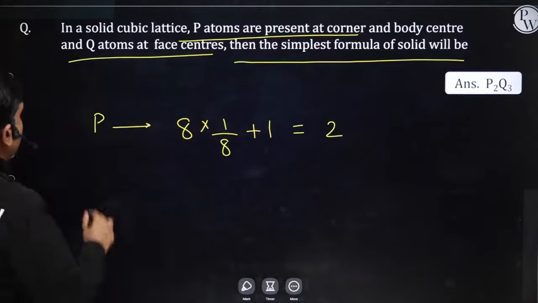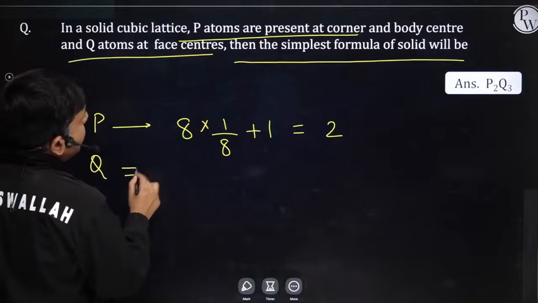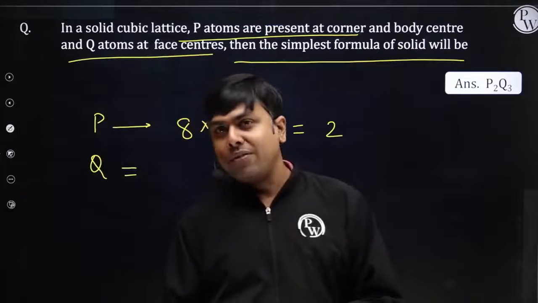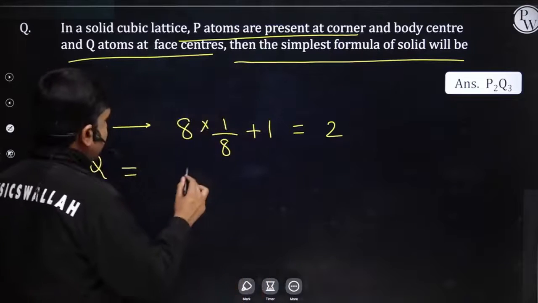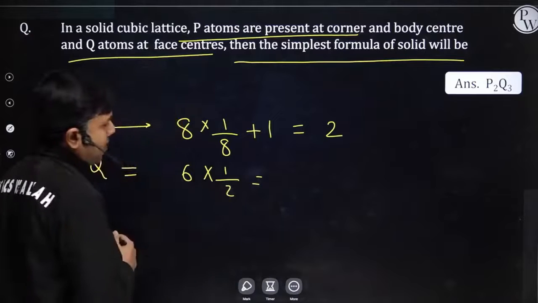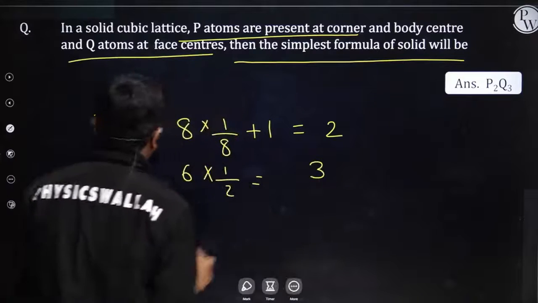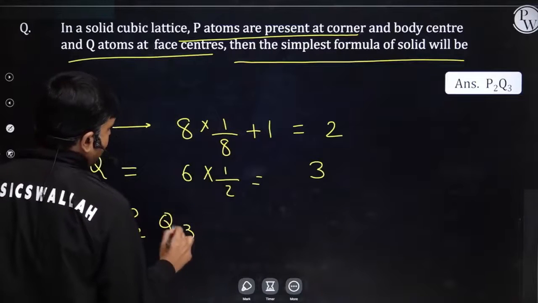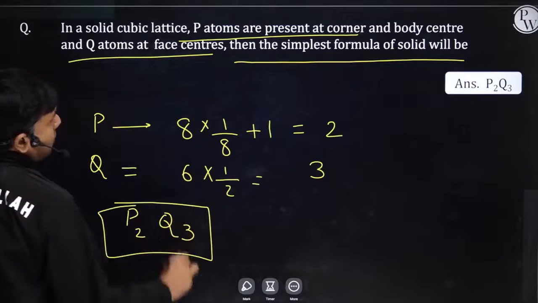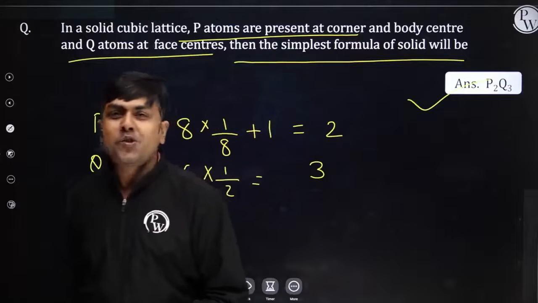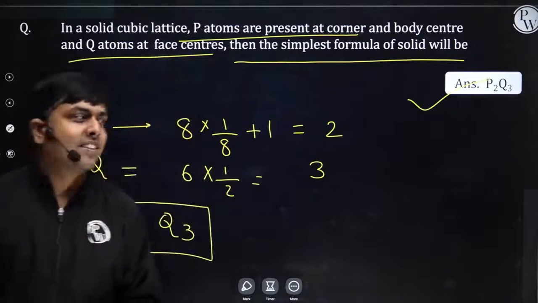Now Q, this Q atom is placed only at the face center. In a cube, we have 6 faces, so we have 6 face centers. Each face center is having a contribution 1 by 2. So for Q, the effective number of atoms is 3. Now the formula: P is 2, and what's the effective number of Q? 3. So the formula of the solid will be P2Q3. Am I clear, students? Let's move ahead.